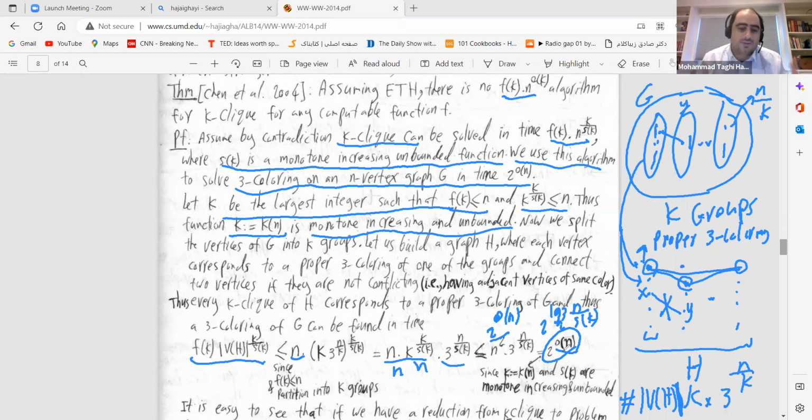Of course, ETH in some sense assumes that also for SAT there is no algorithm of 2 to the little o of n. So far, we don't have such an algorithm. So if you assume for SAT we don't have such an algorithm, for clique also you cannot do anything better than n to the k, even to see whether there is a K-clique or not. Does it make sense?